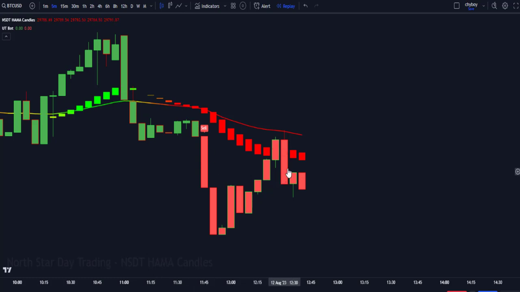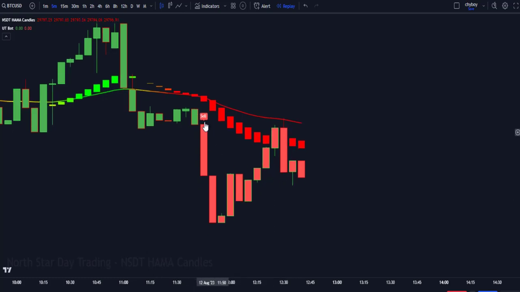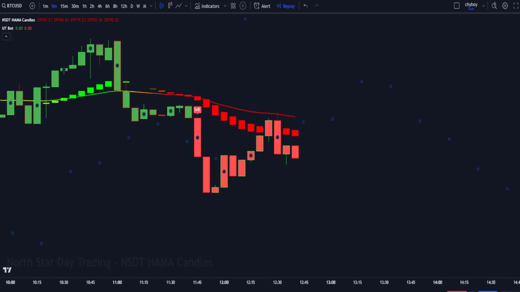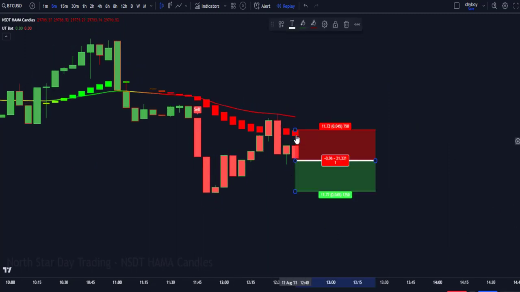Then to add more confirmation, you are going to check to see if the UTBot indicator has given you a sell label, and if it has, then with all these conditions, you can enter a trade, setting your stop loss above the moving average and at least targeting a 3 risk-reward ratio.